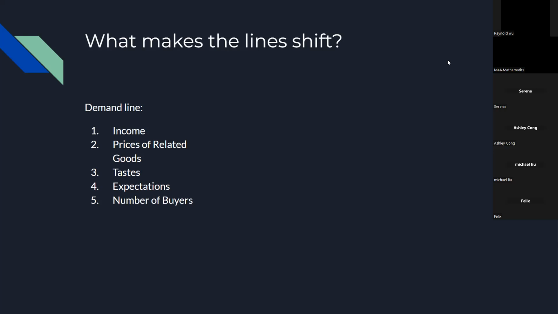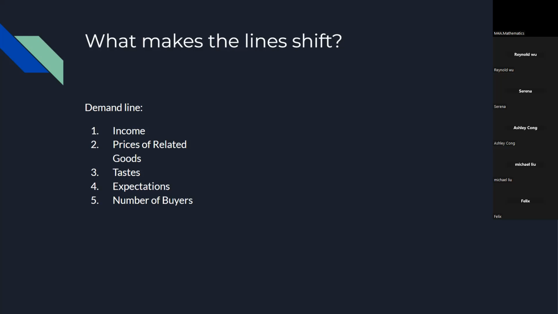Next is prices of related goods. So let's say we had, I don't know, an Apple phone. But an Android phone does the same thing, which in real life it doesn't, but bear with me. And it is cheaper. So the demand for Apple would go down. Number 3 is tastes, with the same example, because people just like Apple more than Android maybe. Thus, people would also increase the demand for Apple.